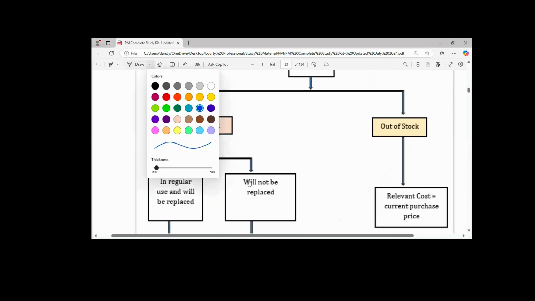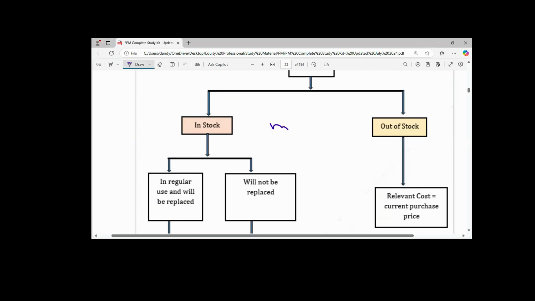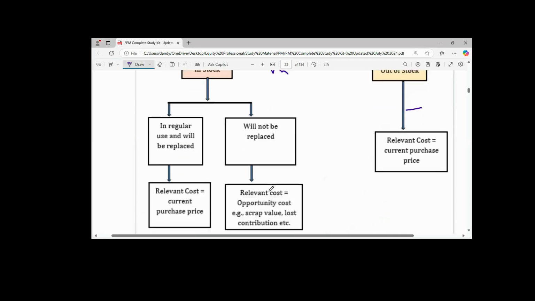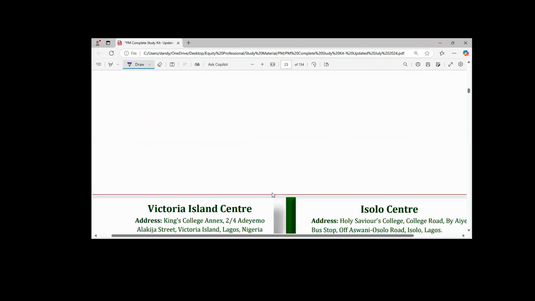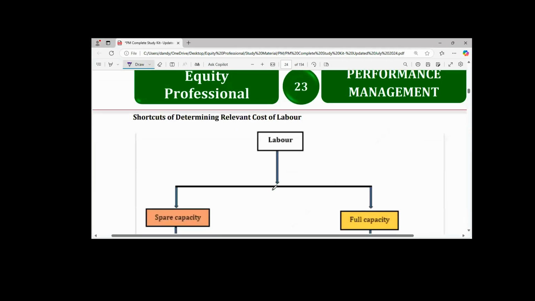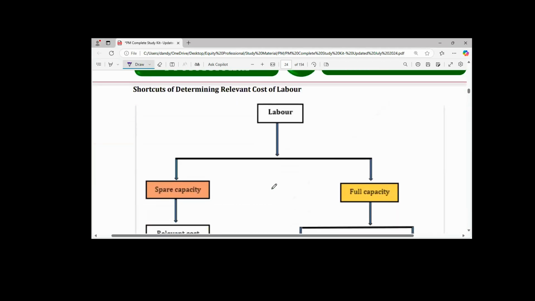That was last week. Okay, I drew this diagram. So that is for that. So I'm not repeating the diagram again. You already know that. Then we talked about how to identify relevant costs for labor. Okay, how to identify relevant costs for labor.